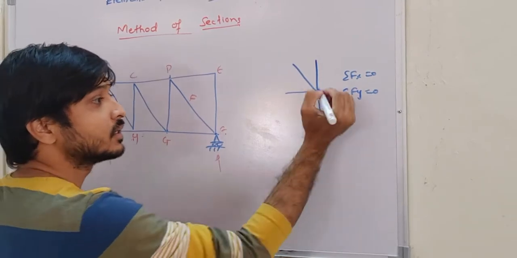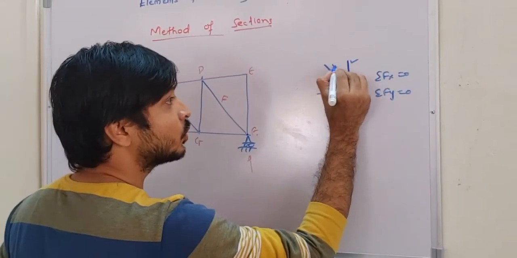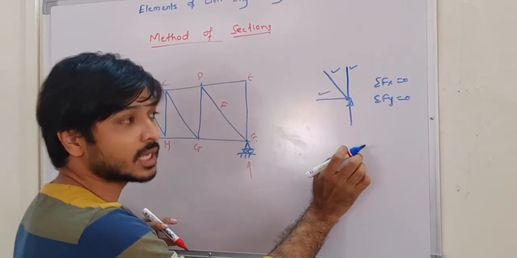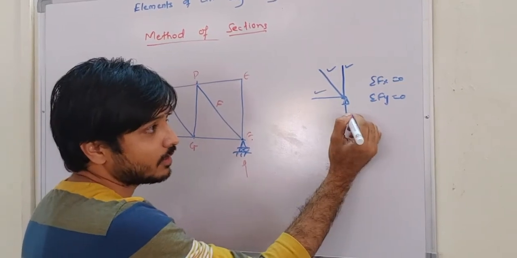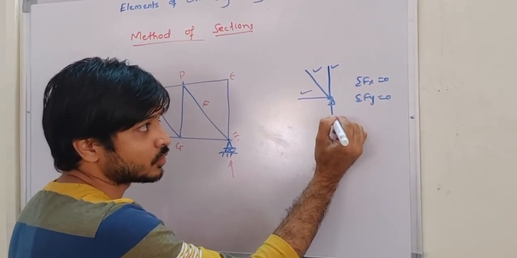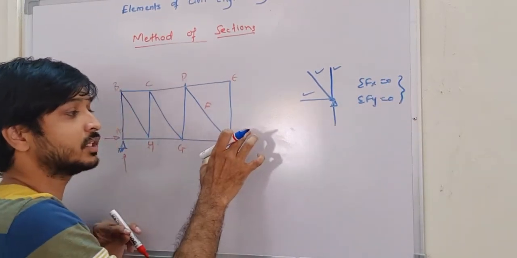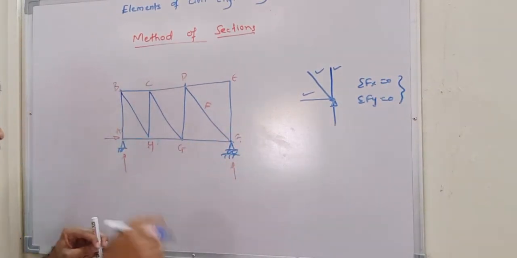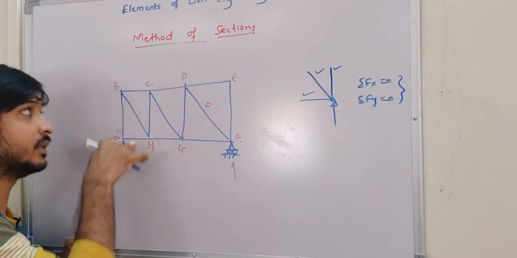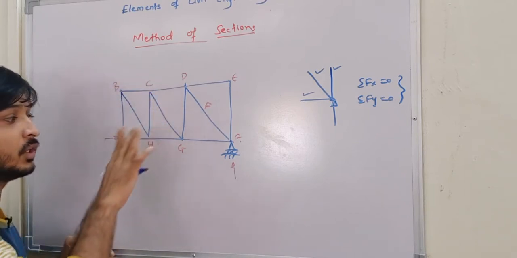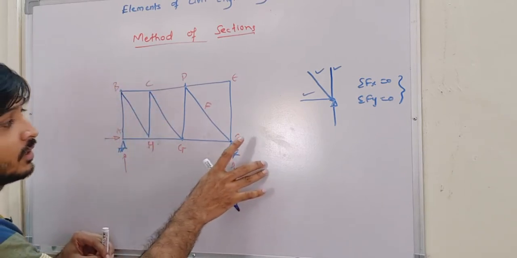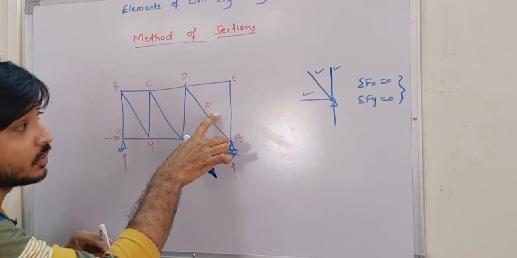If I take that, how many unknowns do I have? 1 unknown, 2 unknown, 3 unknown. 3 unknowns I have, and one force. So 3 unknowns, and we have only 2 equations. Then solving this joint is not possible. So what do I have to do? I have to start from this point, continue, and finally reach this point to solve that.